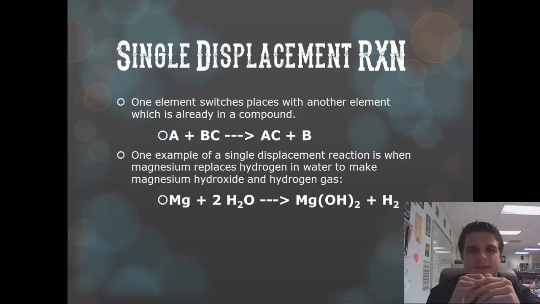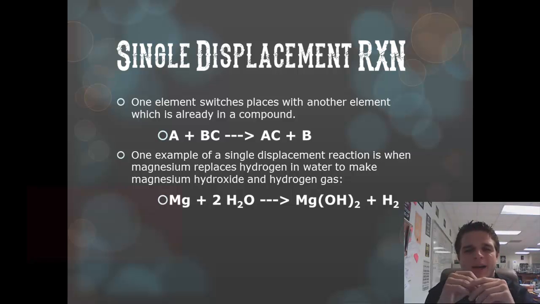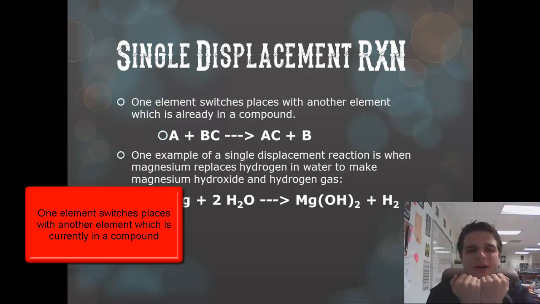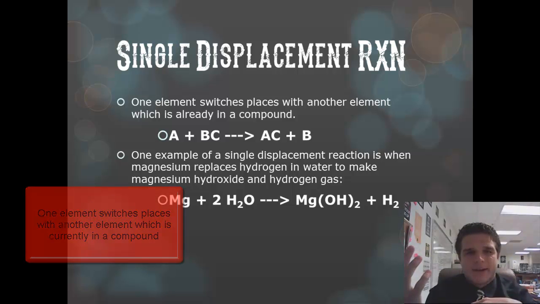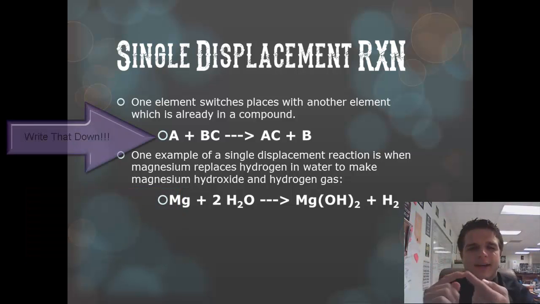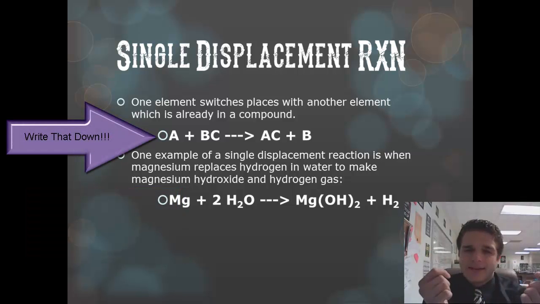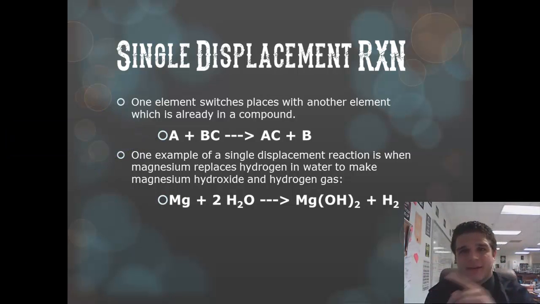Now, here are two kind of different ones. We have a single displacement reaction, okay, and that's basically where one element is hanging out next to a compound, and that element switches places with one of the elements that was currently in the compound. Okay, so as you can see right here, A plus BC equals AC plus B. So basically, A displaced B or replaced B. Okay, that makes sense. They switched their positions in the chemical composition.